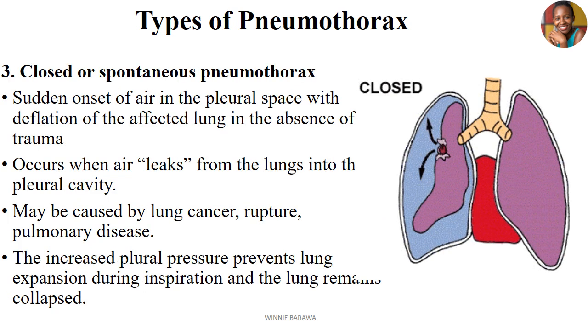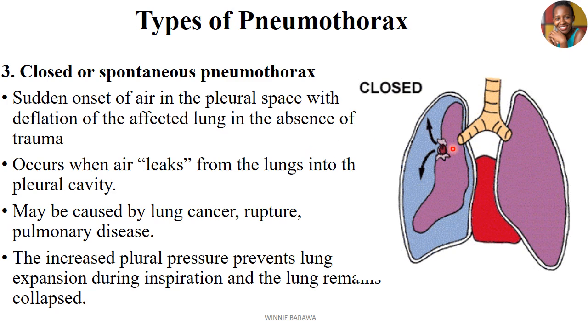And the last type of pneumothorax is what we call the closed or spontaneous pneumothorax. Closed or spontaneous pneumothorax is where we say there's a sudden onset of air in the pleural space with deflation of the affected lung in the absence of trauma. So there's no trauma in this type of pneumothorax, there's no injury on the chest. However, it is due to air leakage from the lungs into the pleural cavity or into the pleural space.